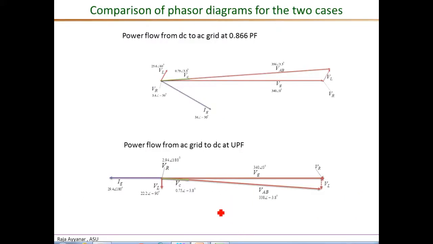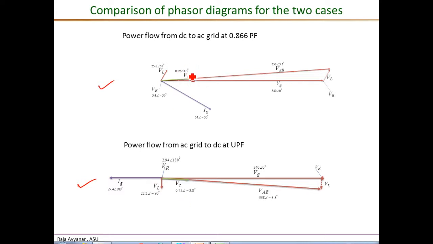Okay, and finally, I just wanted to give a quick comparison of the phasor diagrams for the two cases that we have analyzed. The first case is power flow from the DC side to the AC grid. The second case is from the AC to the DC side. The main thing to note is you can see the currents are different based on the problem statement, the requirement on the power flow. But the main thing that I want to show was that this control voltage VC is very close. This is 0.79, this is 0.75 amplitude.